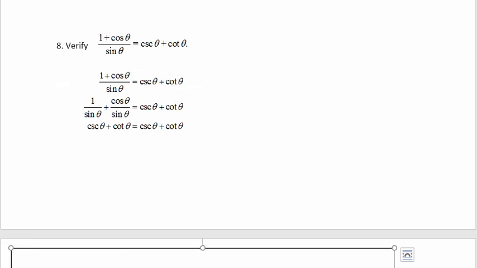Okay, so as discussed, we're going to split this fraction up here. So this will be 1 over sine theta, and then cosine over sine theta, and 1 over sine theta is the cosecant, cosine over sine is a cotangent, and we verified the identity.